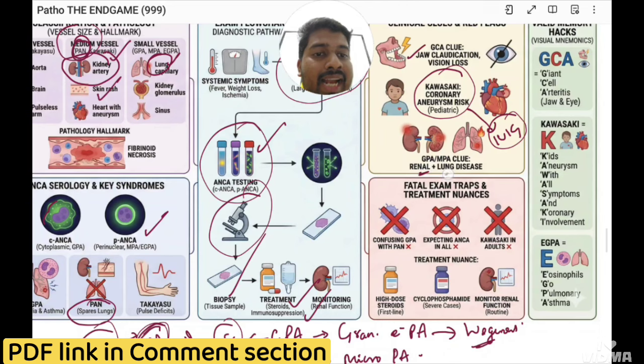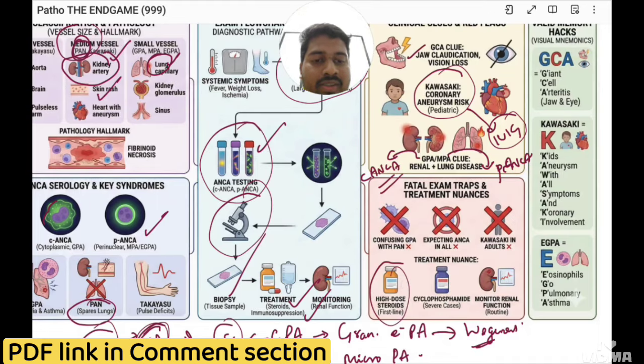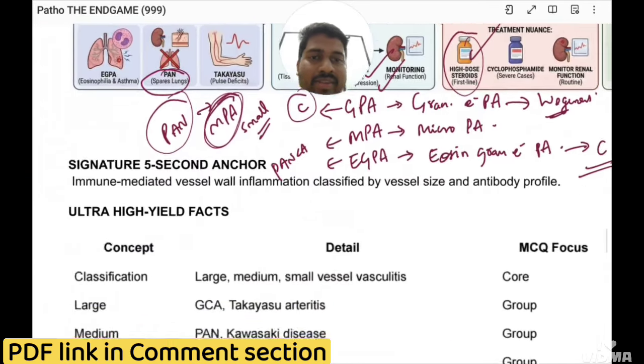If renal and lung, both are involved, then it can be either Wegener's granulomatosis or microscopic polyangiitis. Now, how do you differentiate between these two? Microscopic polyangiitis is P ANCA positive and Wegener's is C ANCA positive. High dose steroid is the first line of treatment. In severe cases, especially where renal involvement is there, we'll give cyclophosphamide. All these mnemonics you can see on your own.